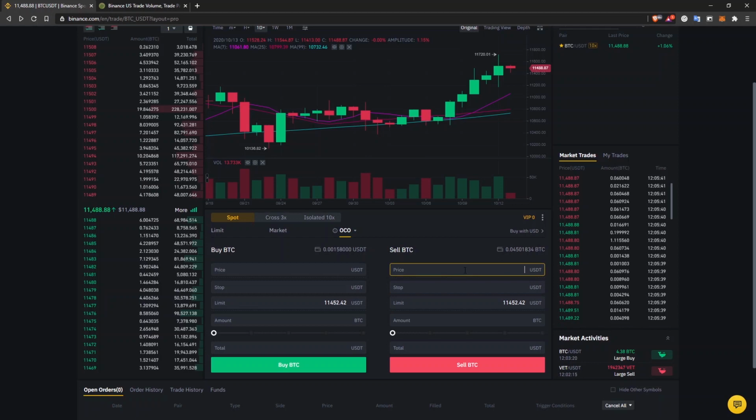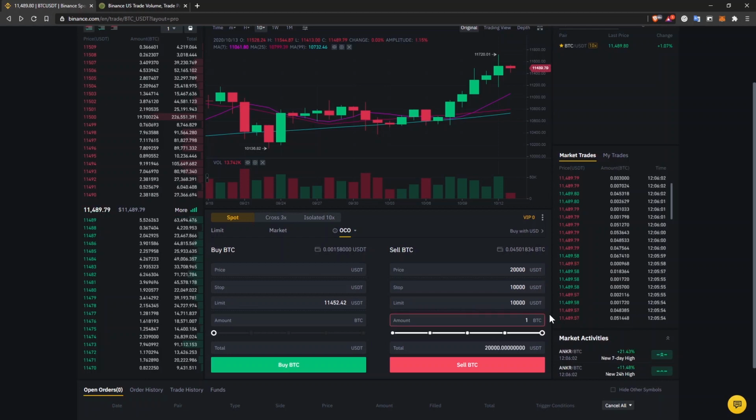For example, I want to sell my Bitcoin at $20,000. In case the price drops below $10,000, then I want to sell it at $10,000. I want to cut my losses short. So I have a take profit order and a stop loss order in place at the same time, and when one is reached, the other one is cancelled. So either I take the profit or I reach the stop loss.